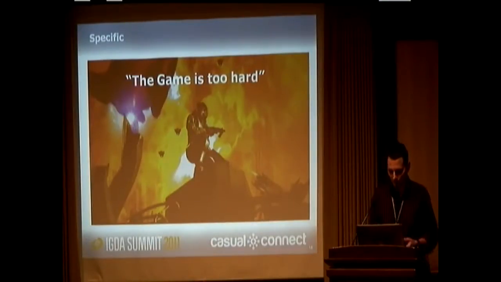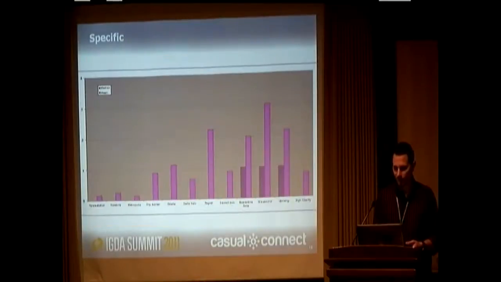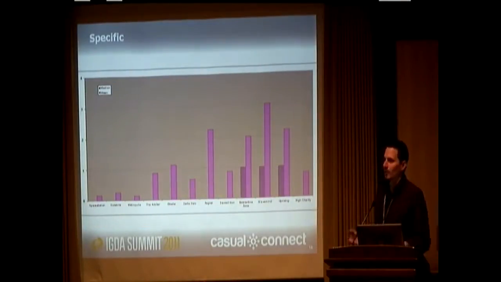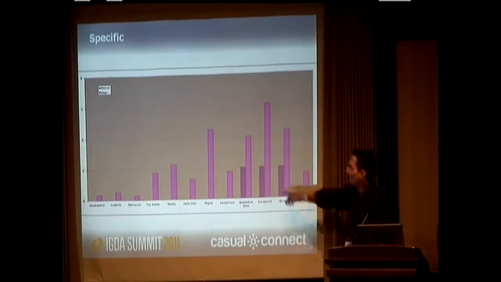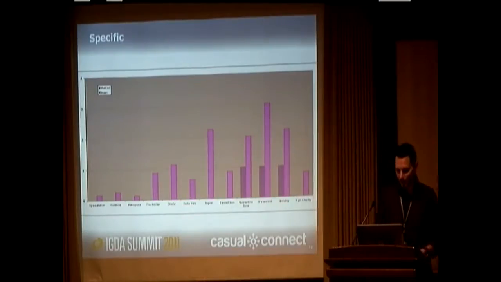It's some work that Randy Pagulayan did for Halo 2. To get specific, we need to break down the question. So say the game's too hard is one level. Next level down might be, this mission's too hard. People are dying too often.